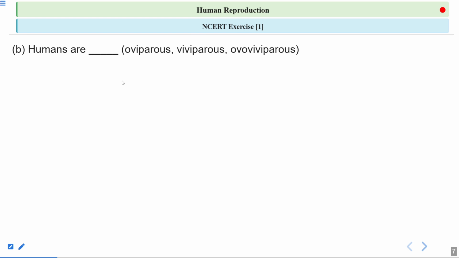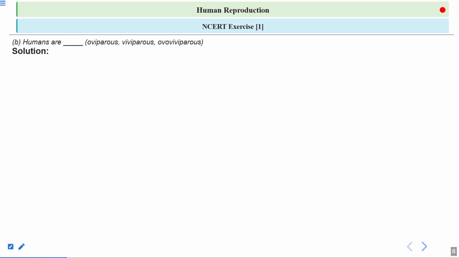Now the next fill in the blank is: humans are oviparous, viviparous or ovoviviparous. What will be the correct answer for this question? Let's have a look at the answer now. Humans are viviparous. What do you mean by viviparous? It means humans give birth to the young ones. This is viviparous organisms.